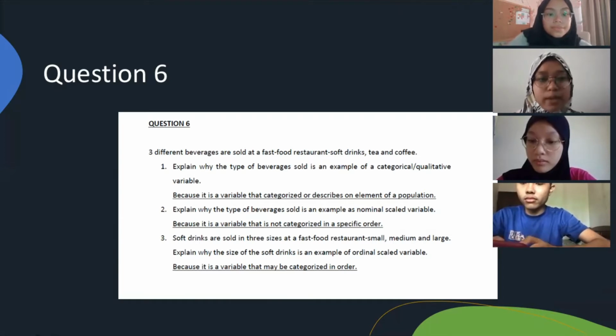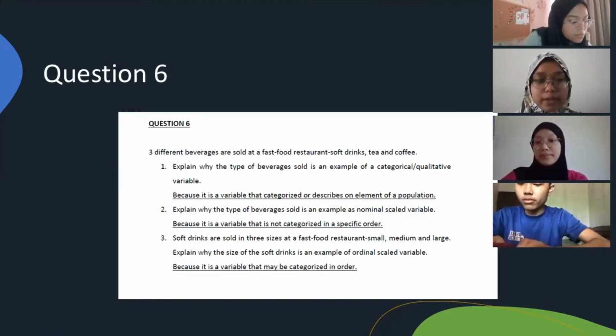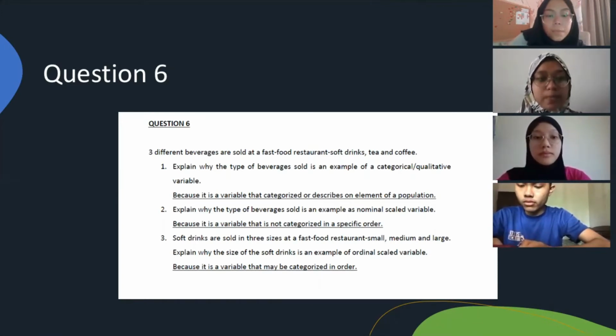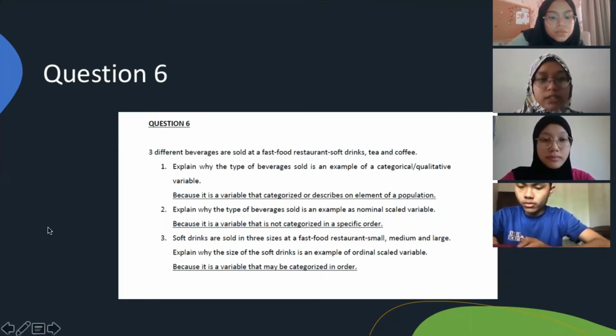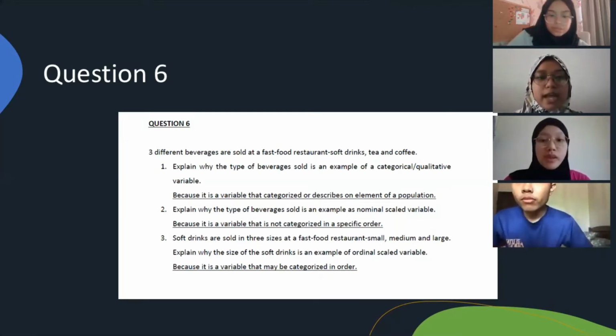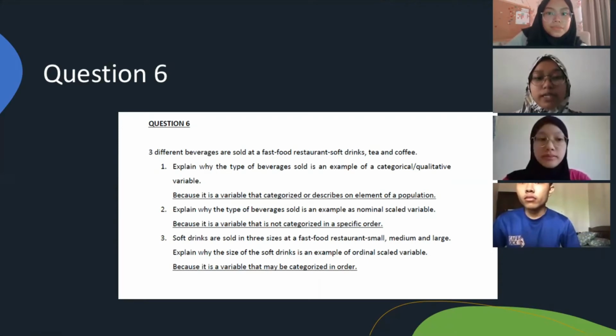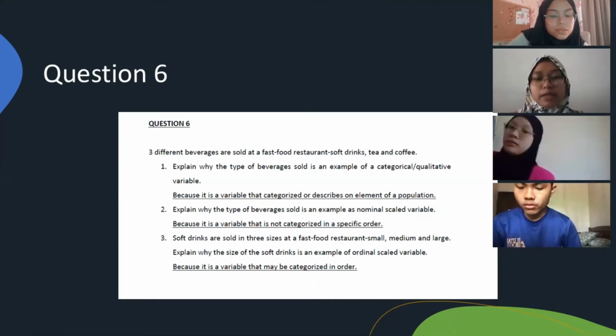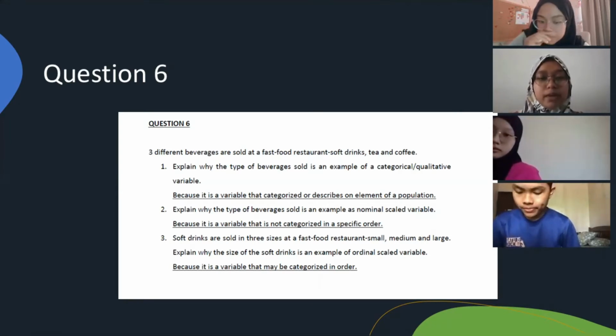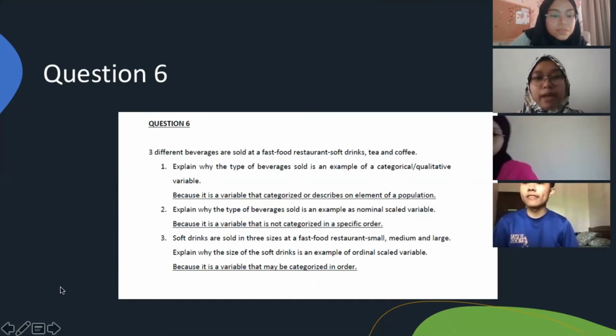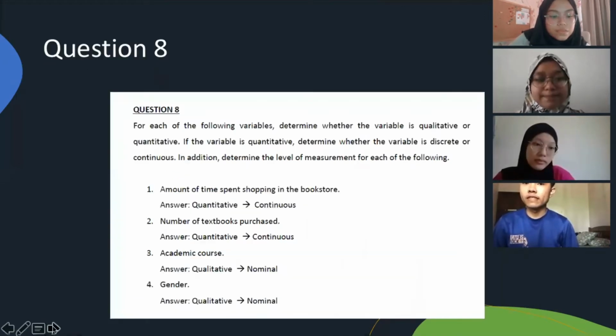Next, explain why the type of beverages sold is an example of a nominal scale variable. It is because it is a variable that is not categorized in a specific order. And the last question for question 6: soft drinks are sold in 3 sizes at a fast food restaurant: small, medium, and large. Explain why the size of the soft drink is an example of an ordinal scale variable. It is because it is a variable that may be categorized in order. That's all for me. I will pass to the next presenter.